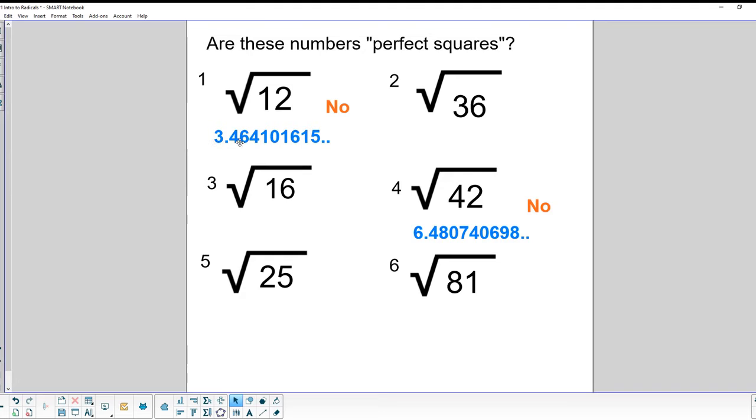root of 12, we notice it is a decimal that does not terminate or repeat, so it's not a perfect square. Square root of 42, another decimal that does not terminate or repeat, so it's not a perfect square. But if you look at these others, you can almost predict what their square root is going to be. For example, 4 times 4 is 16. 5 times 5 is 25. And so the others are 9 times 9 is 81, and 6 times 6 is 36. So those other 4 examples, yes, are perfect squares.